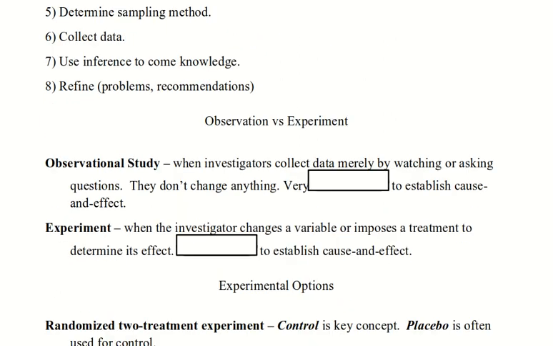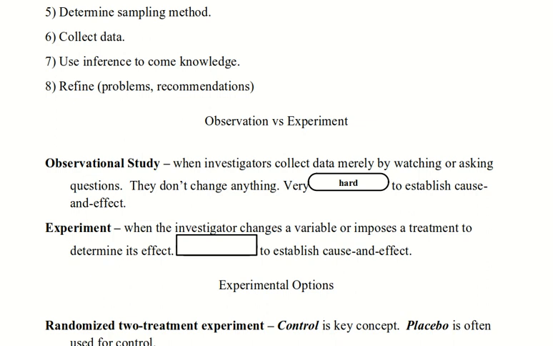Here's where classical starts to come into stark relief with Bayesian. An observational study, the investigator collects data merely by watching or asking questions. They don't change anything. And I would definitely agree with that. But this next sentence is pure classical statistics. A classical statistician will say that it is therefore very hard to establish a cause and effect relationship through an observational study. Personally, I do not believe this. I believe very strongly that you can use observational studies to make very strong claims about cause and effect relationships.